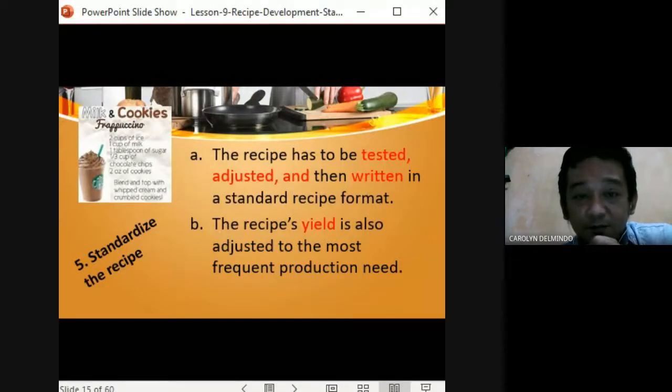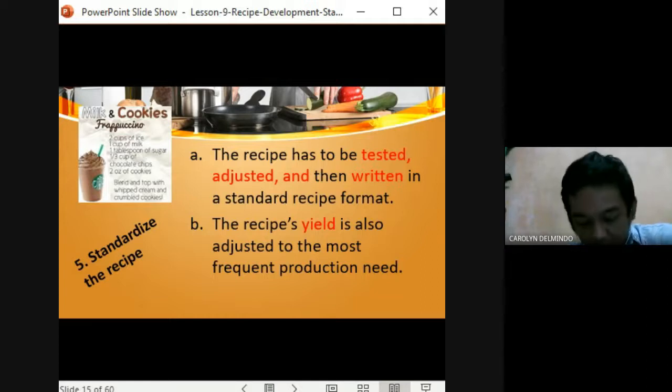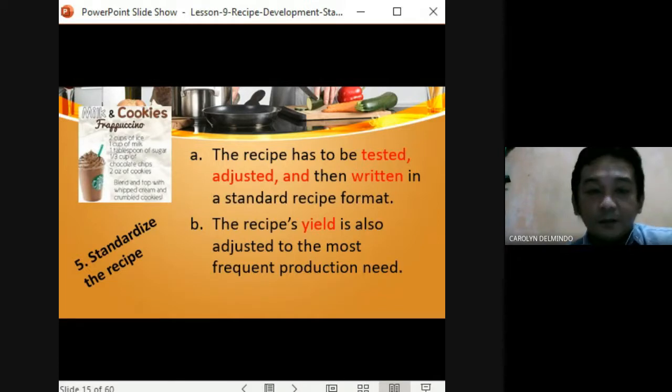So, through standardized recipes, the recipe's yield is also adjusted to the most frequent production needed. So for each yield, we also need standard yields. That's why it's called standard yield: this is the portion that should be served, this is the weight for a certain product.